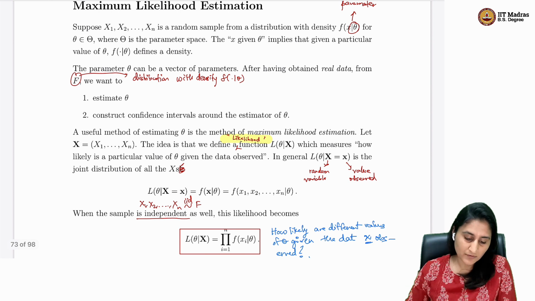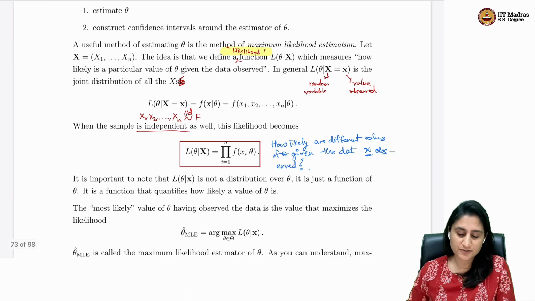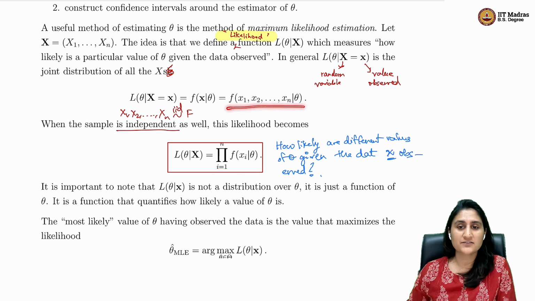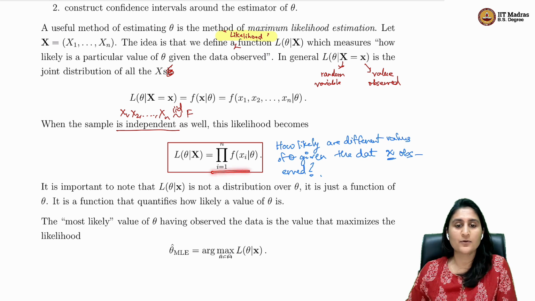data x1 up to xn from, let's say, some distribution with density f given theta, so f of x given theta, then the likelihood function is nothing but the joint distribution of all the observations given theta. And in the event that the random variables drawn are independent of each other, then you have the product i going from 1 to n, f of xi given theta, being the likelihood function.